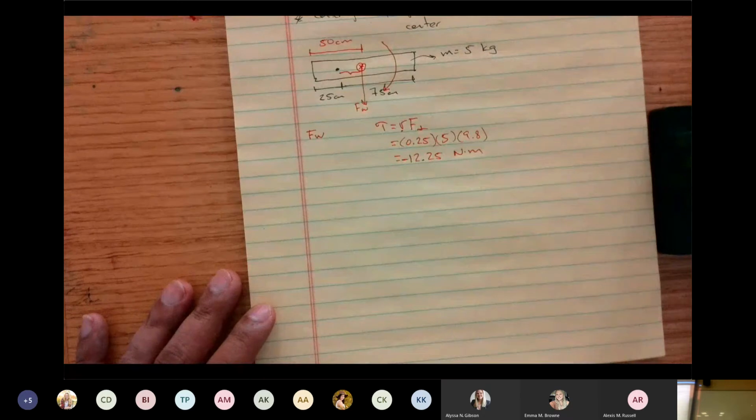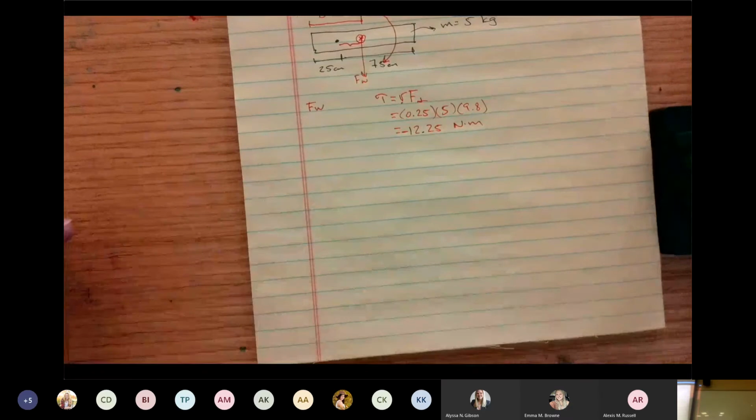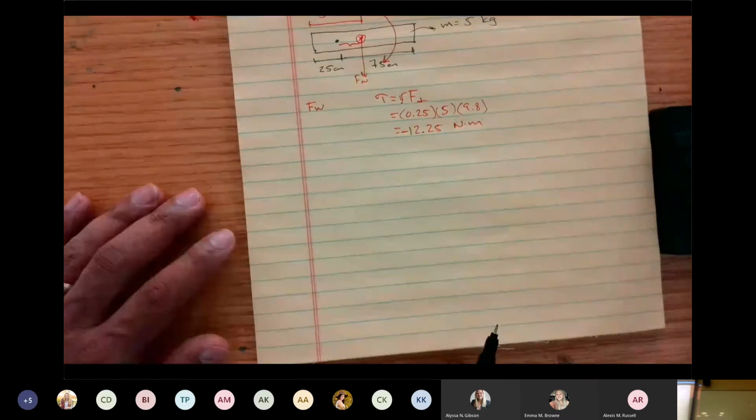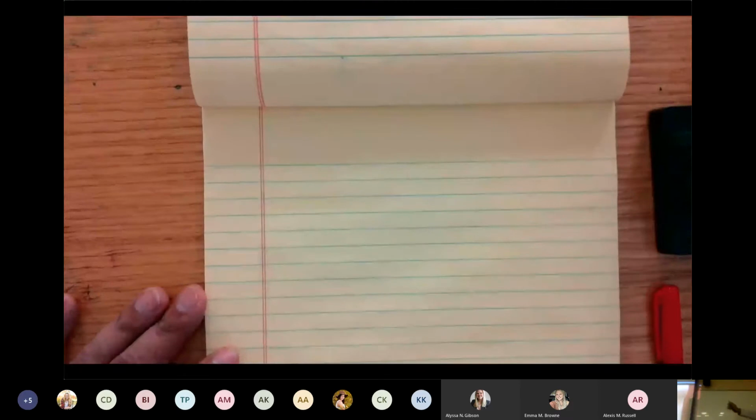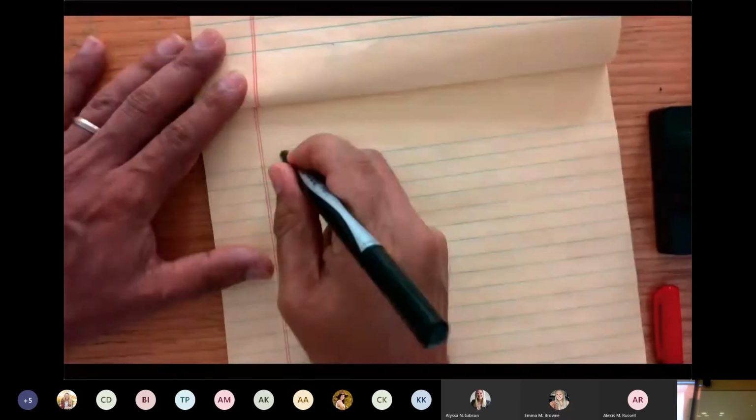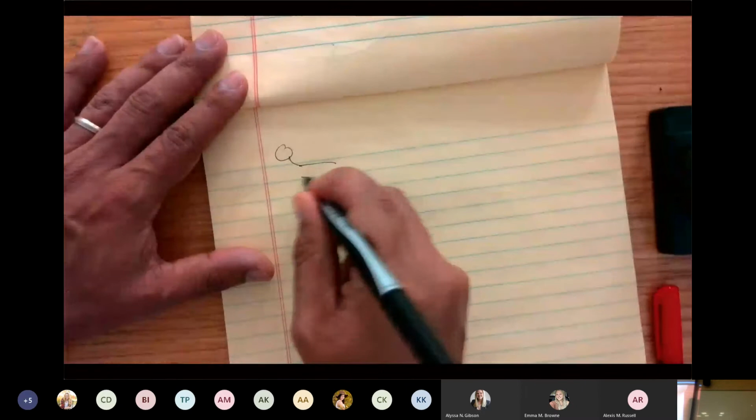Okay. Now we're going to do another problem. So imagine that you have your arm. That means your arm is extended horizontally, parallel to the ground, and you're going to be holding a dumbbell at the end with your hands. So you're going to have your arm.